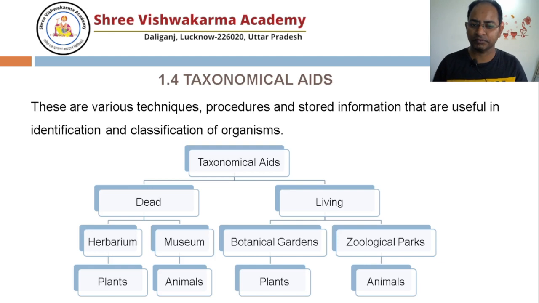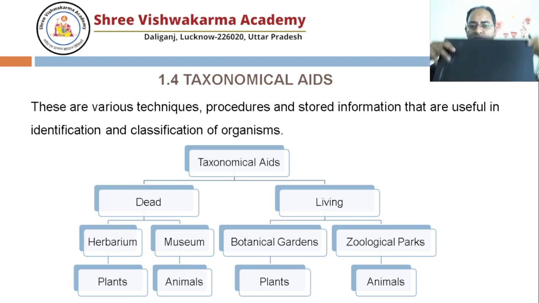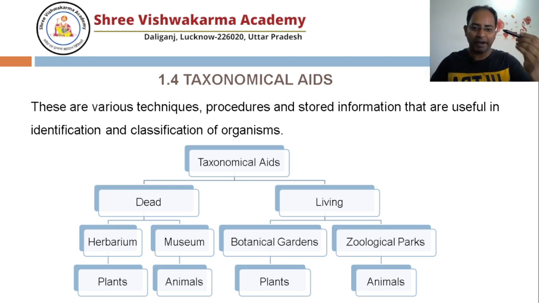Now let's move to point number 1.4 as per your NCERT, that is known as taxonomical aids. What are taxonomical aids? Let me give you one example, like teaching aids. Teaching aids means the different instruments through which I can teach you better. For example, I have the pen tab in which I am writing and making my video, the camera in which I am recording my video, the laptop in which I am displaying my PPT. So all these are the teaching aids.